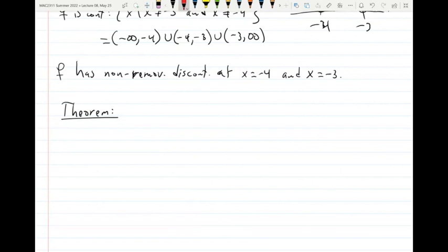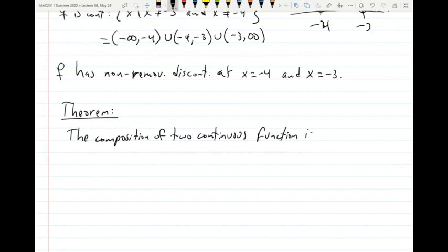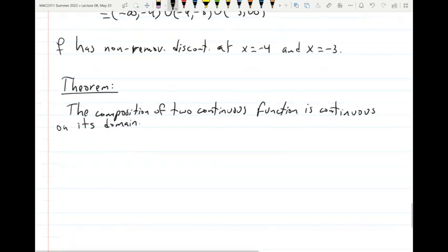So, theorem. Basically the statement is the composition of two continuous functions is continuous, of course, on this domain. Okay. So this is the basic idea. Let me write down the more formal statement.